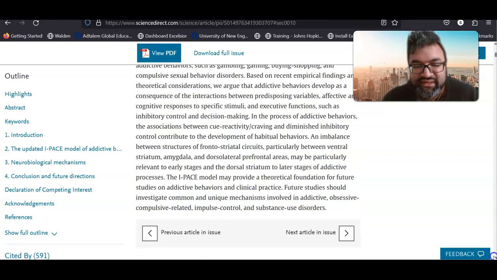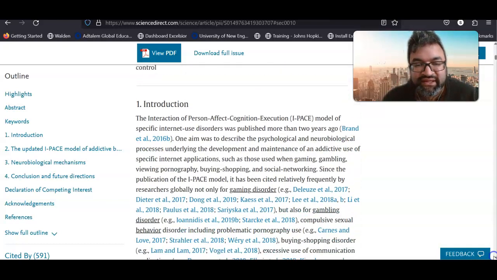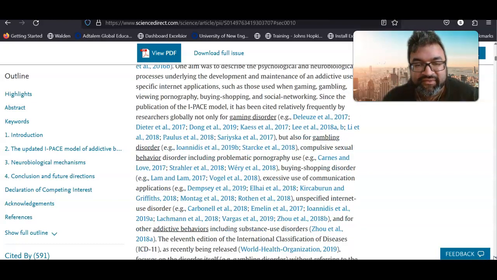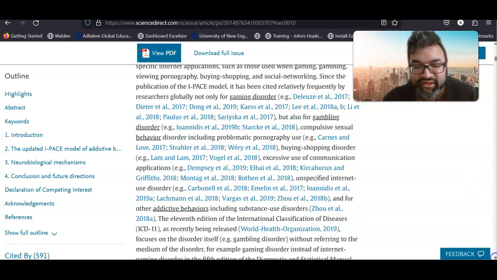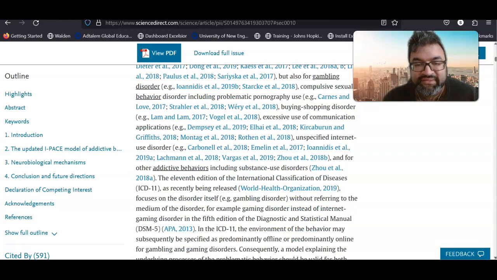So going through this a bit more, looking at some of the areas, for instance, problematic pornography use, that's a compulsive sexual behavior disorder. The gambling disorder, gaming disorder, all of these you can use the IPACE model in order to better understand them. And so as ICD-11 is being released, some of the addictive behaviors such as substance use disorder is included. And it also focuses on disorders such as gambling disorder and internet gaming disorder.